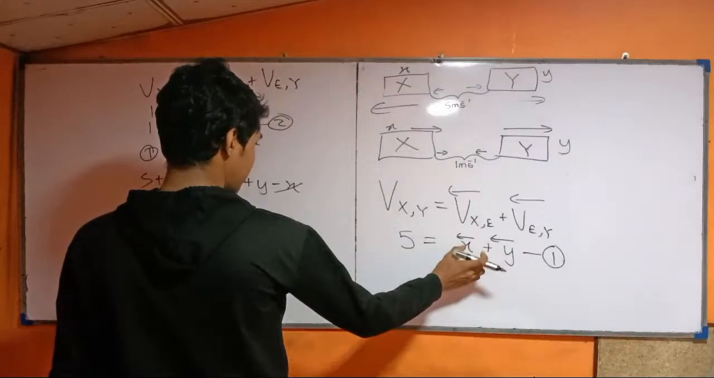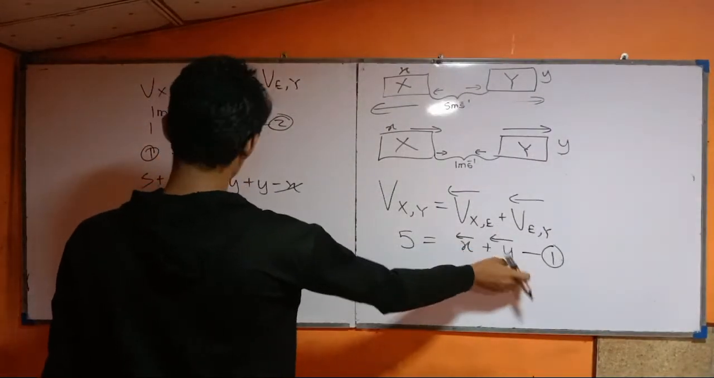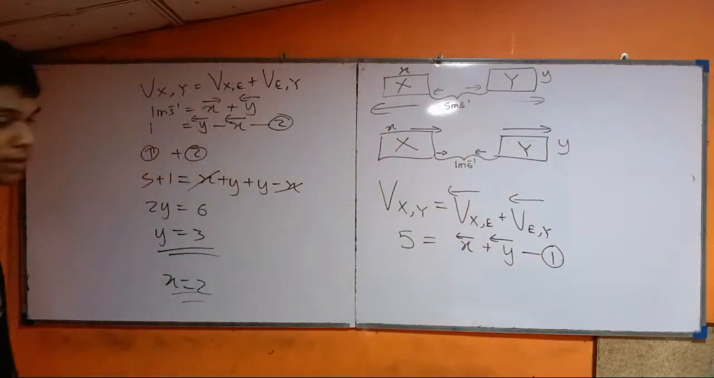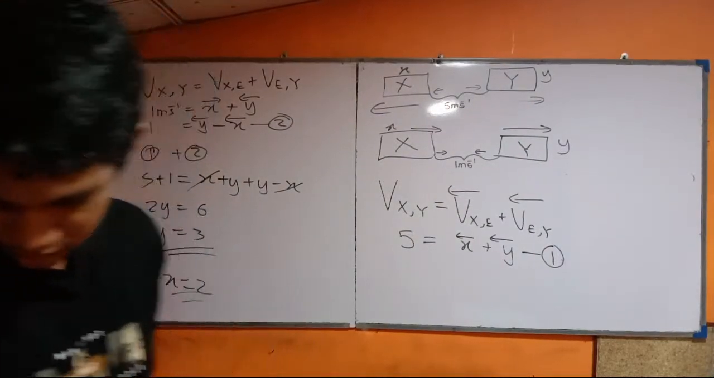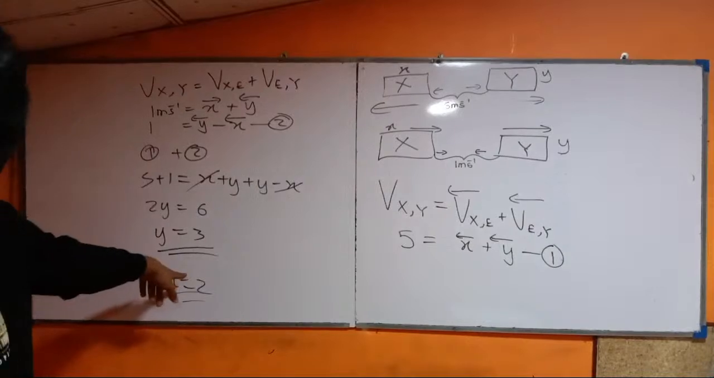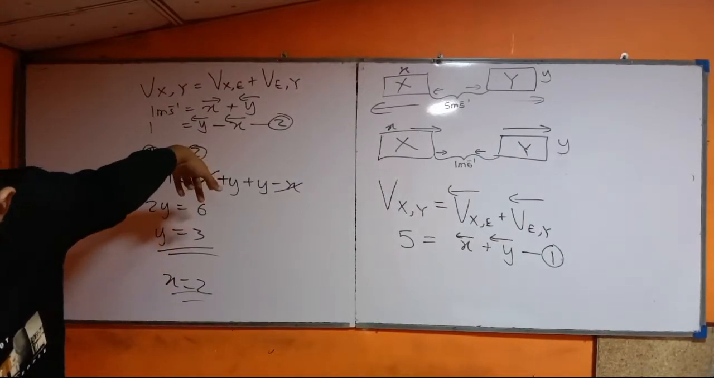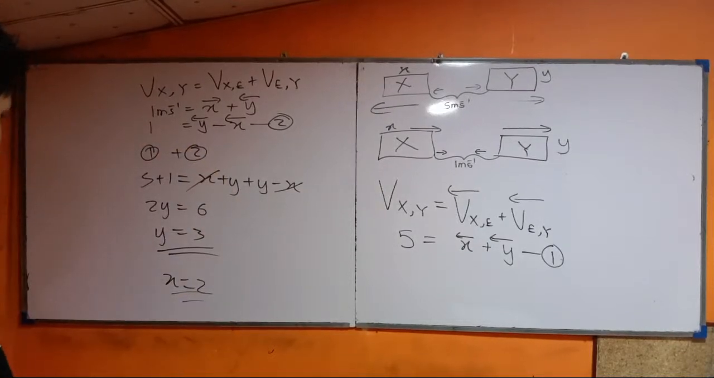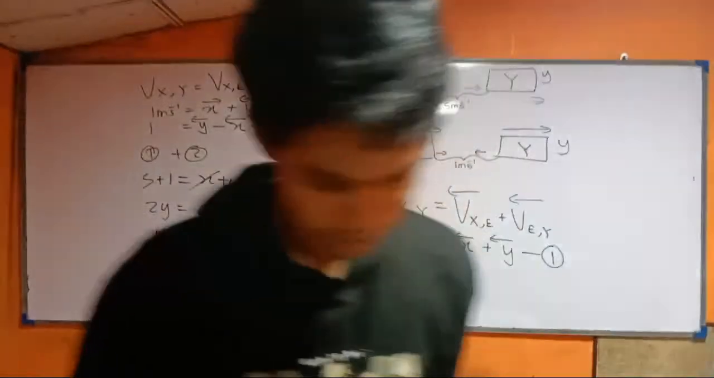Why? x plus y is 5. So x plus 3 is 5, then x is equal to 2. That's it. Answer: x is going to be 2 and y is going to be 3. 2, 3, or 3, 2? What are you finding? 2, 3, right? Am I correct? Did I make any mistake? Answer 4.